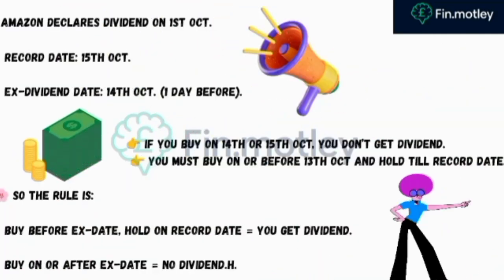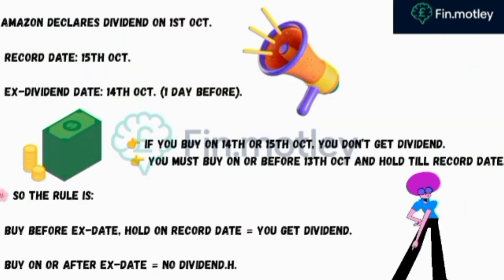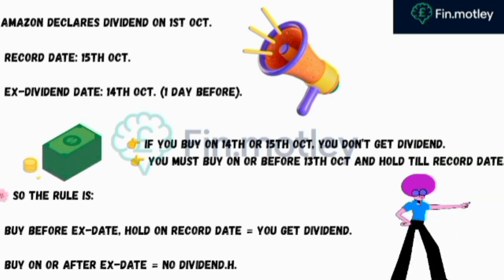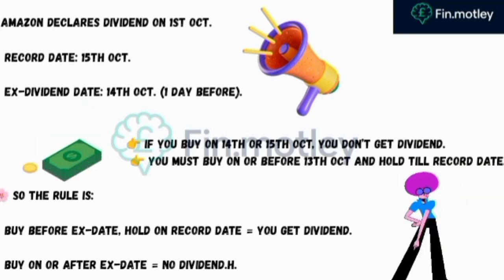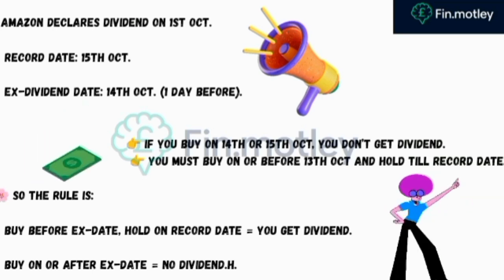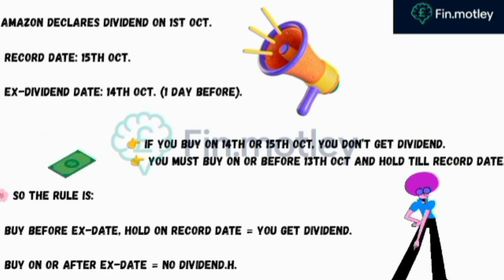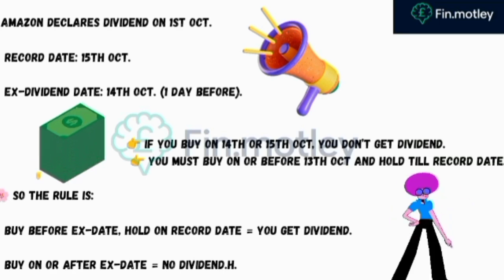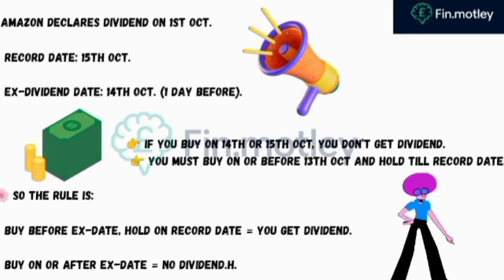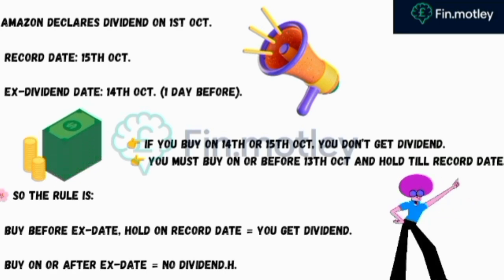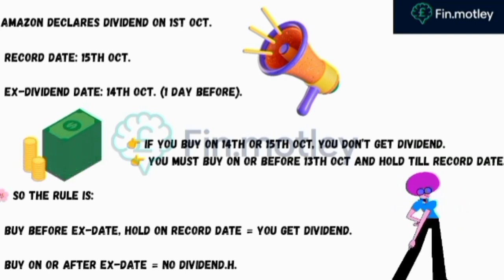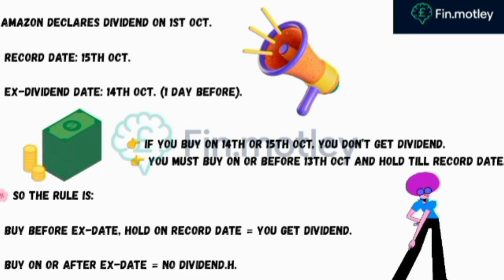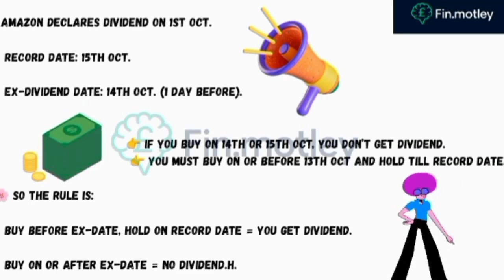Let's say, for example, Amazon declares dividend on 1st of October. Record date is 15th of October. Ex-dividend date is 14th of October, one day before. Okay. If you buy on 14th or 15th of October, you don't get dividend. You must buy on or before 13th of October, that is before the ex-dividend date, and hold till the record date, that is 15th of October. So the rule is, buy before the ex date, hold on the record date, you get dividend. Buy on or after the ex date, there is no dividend.